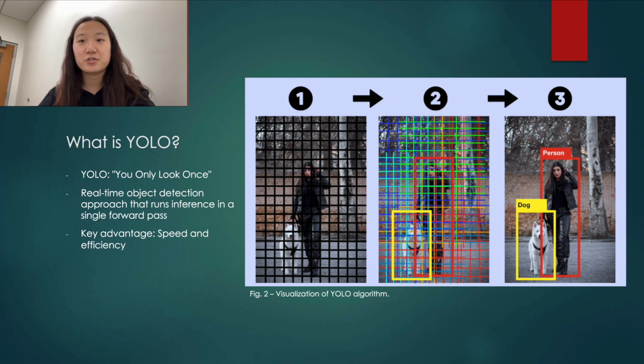YOLO stands for You Only Look Once, referring to the single forward pass needed to produce an output. Unlike traditional two-stage image detectors that have a computationally complex and separate region proposal stage and then a classification stage, YOLO does object detection in a single forward pass of a neural network.